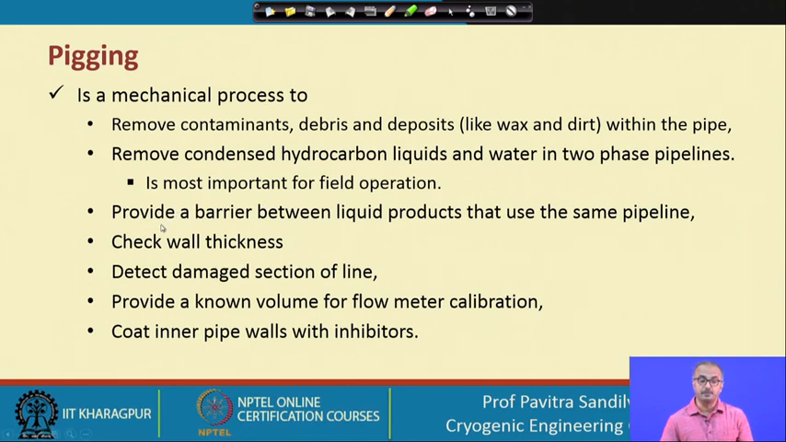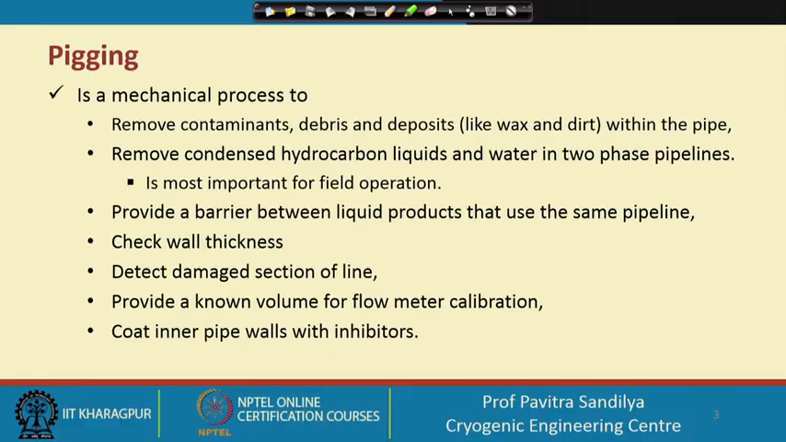Then these pigs provide a barrier between different types of liquid products which are going through the same pipeline, so that once I pass one particular product, then I put a pig, and this pig will make a barrier, and then after the pig again I will put another kind of liquid product. So that is how the pigs are able to segregate different qualities of the products.